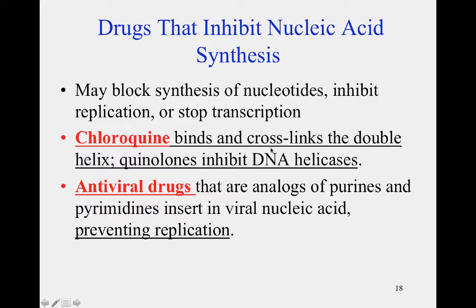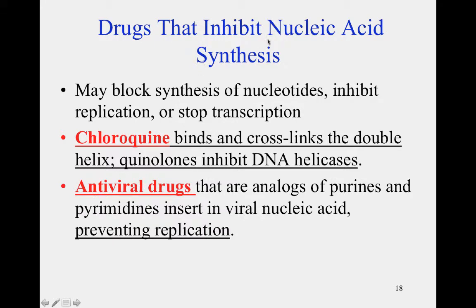Chloroquine, for example, will bind and cross-link the DNA double helix. Quinolones inhibit DNA helicases. A DNA helicase basically acts as a zipper during DNA replication. It is this molecular complex that will hop onto the DNA double helix and, prior to the replication of each one of the template strands, unzip that double helix so that each template strand can be successfully copied and passed on to the next cell generation. So if the cell can't replicate, it will eventually die.